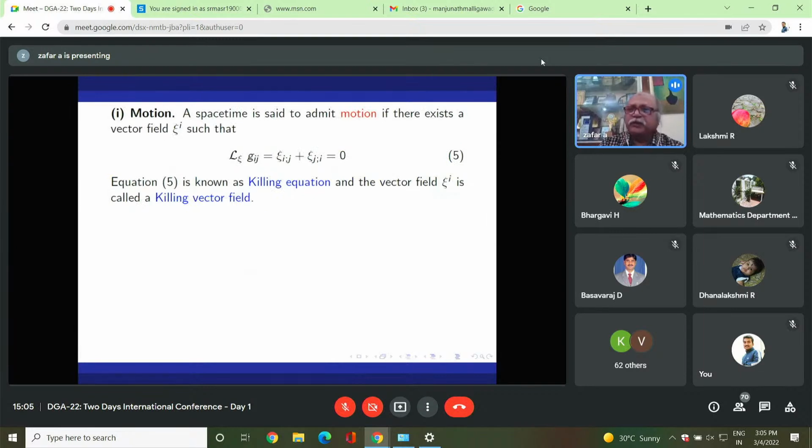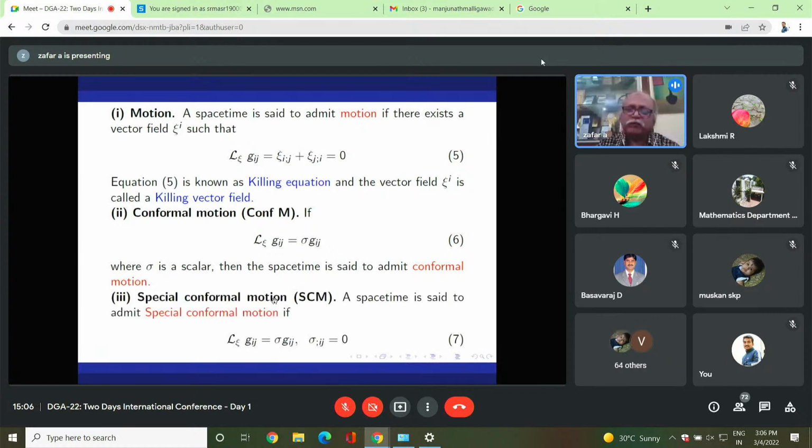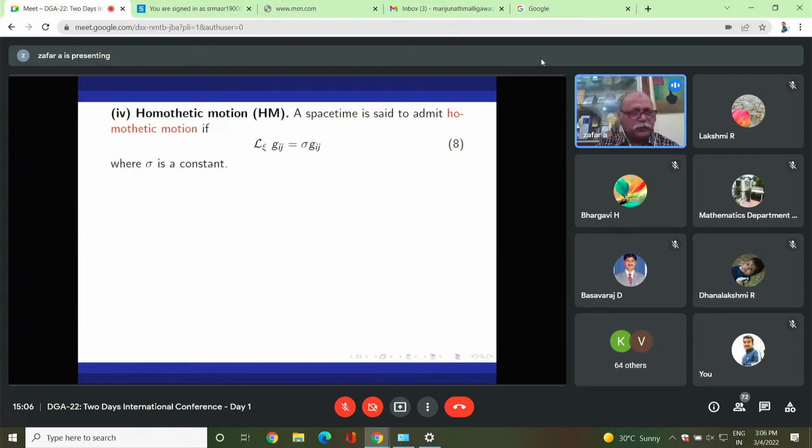If the Lie derivative of the metric tensor is zero, we call this the motion. That is, the distance is invariant. Distance is not going to change throughout. So then we have the motion, and this equation number 5 is also known as the Killing equation, and Xi is known as the Killing vector field. Conformal motion: the Lie derivative of gij is equal to some scalar times gij. Special conformal motion: if the Lie derivative of gij is some scalar times gij, where the scalar satisfies this condition, we call this the special conformal motion. Homothetic motion: if the two distances are in a constant ratio, then we have a homothetic motion.